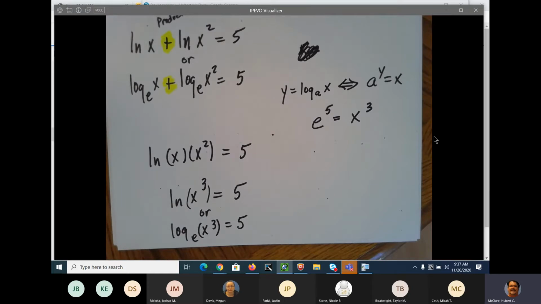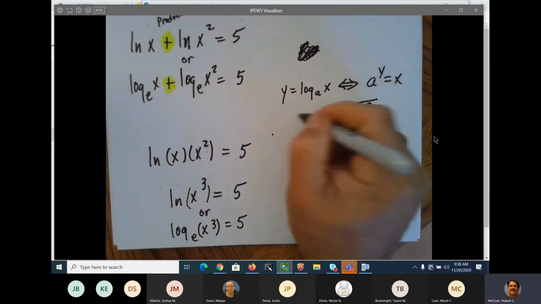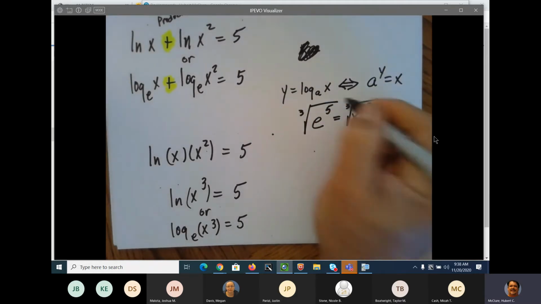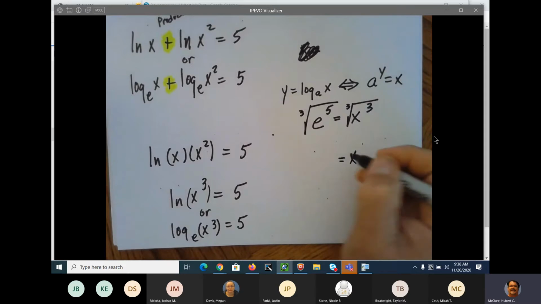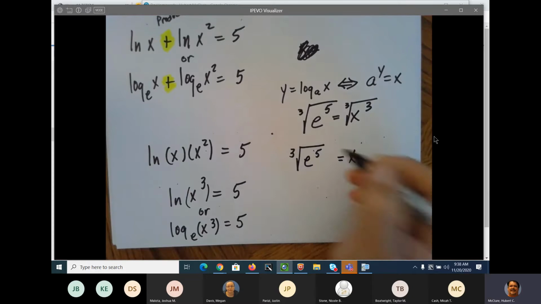I'm waiting because I don't think there are nine college algebra students in this classroom who don't know how to undo a cube. That's not possible. Take the cube root. Thank you, Mr. Malota. You take the cube root. So x is equal to the cube root of e to the 5th.